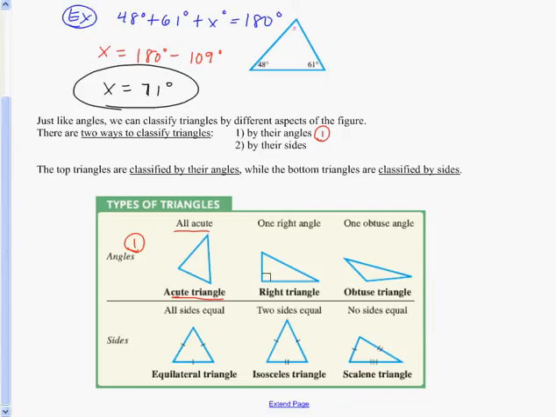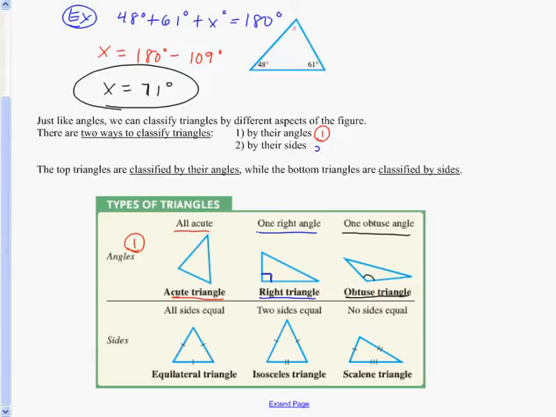That means, remember, that they are between 0 and 90 degrees. Our right triangle has one right angle, and just recall that that right angle is made with that box in the corner, indicating that it is 90 degrees in measurement. And then we have the obtuse triangle that has one obtuse angle. By definition, an obtuse angle is somewhere between 90 and 180 degrees. So triangles can be classified as acute, right, or obtuse.